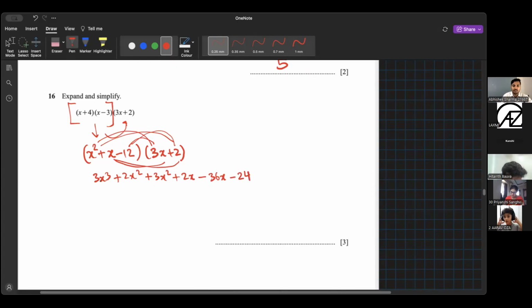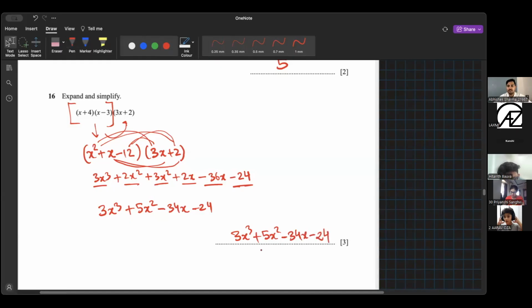Now keep all the like terms together. There's only one 3x cube term. So 3x cube, 2x square plus 3x square will be 5x square. 2x minus 36x will be minus 34x. And lastly, minus 24. So that's your answer: 3x cube plus 5x square minus 34x minus 24. Done?